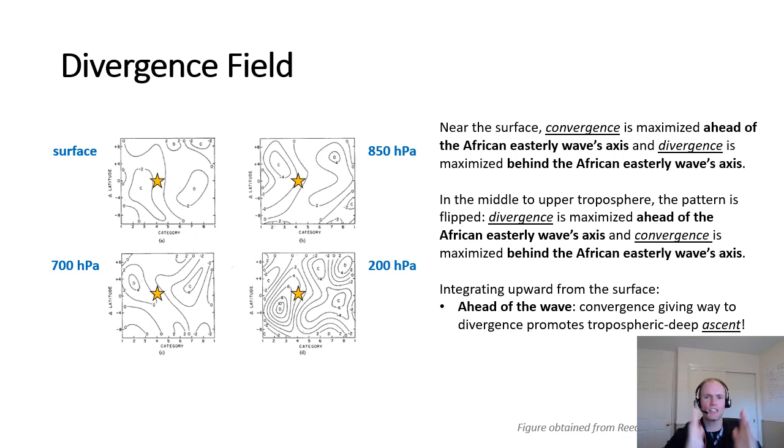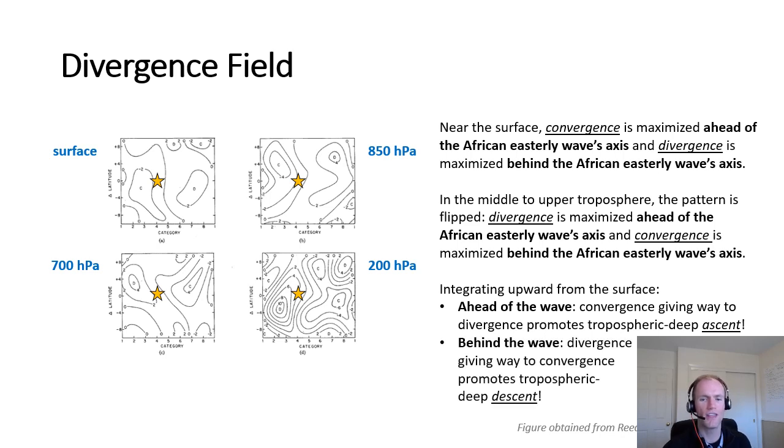So we would expect to see rising motion ahead of the wave at low to mid levels. And then behind the wave, flow that diverges will have to be replaced from air coming above, and so we would expect to see sinking motion behind the wave axis. And that ultimately is what we do see.